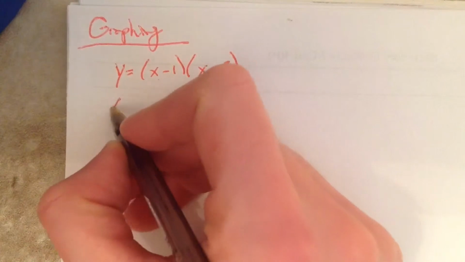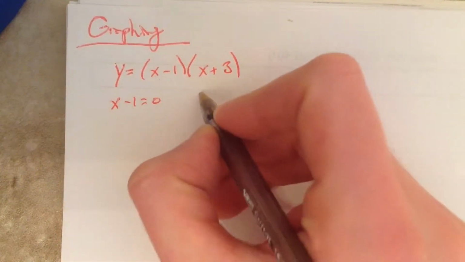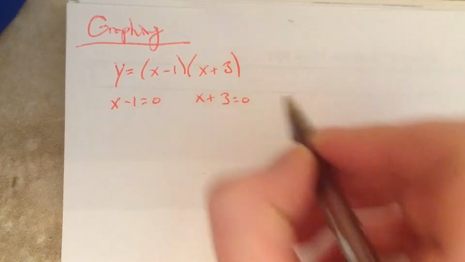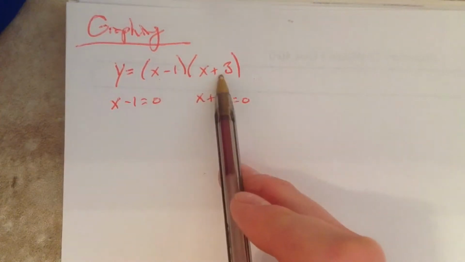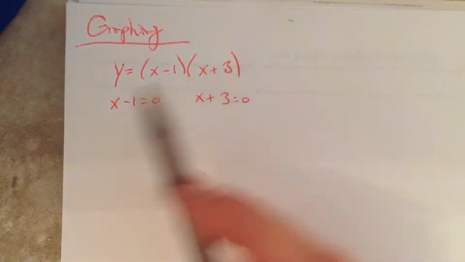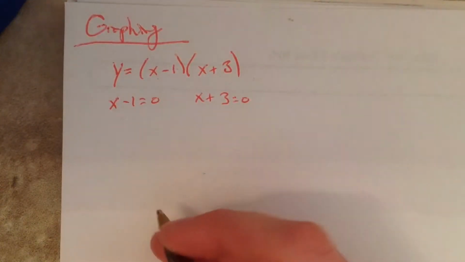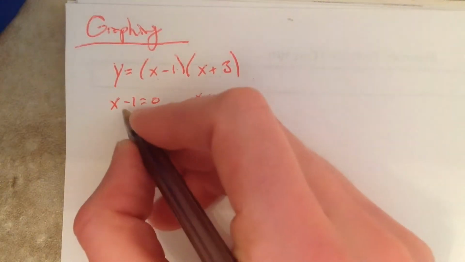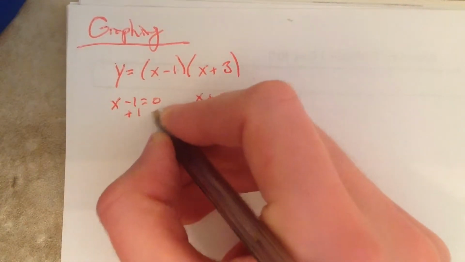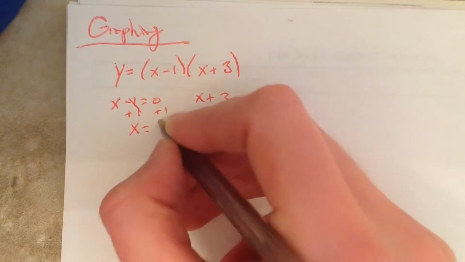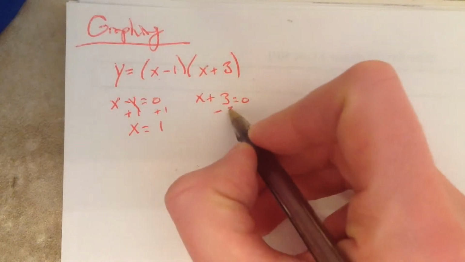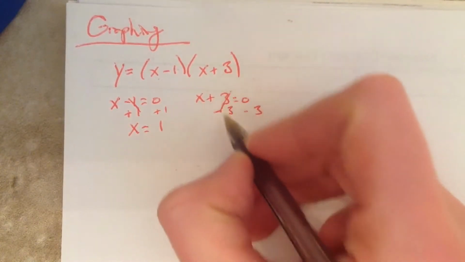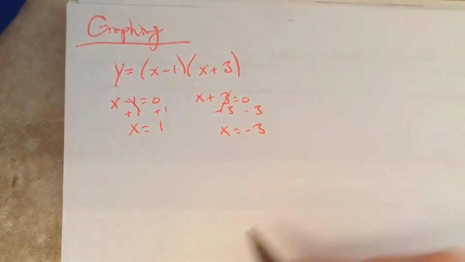So to find them, we say, well, x minus 1 equals 0 and x plus 3 equals 0. Because when I'm multiplying two things, as long as one of them is 0, the whole thing's 0. So that's where it will cross the x-axis. And so to solve on this one, if we add 1 to both sides, we end up with x equals 1. To solve this one, if we minus 3 from both sides, we get x equals negative 3.